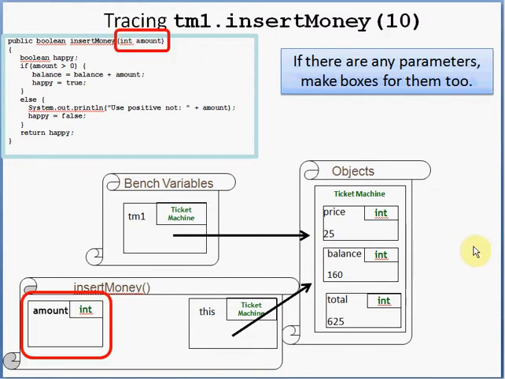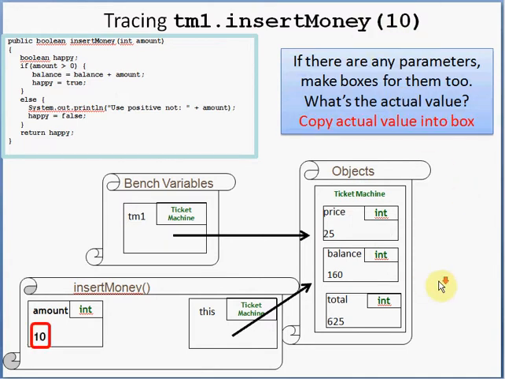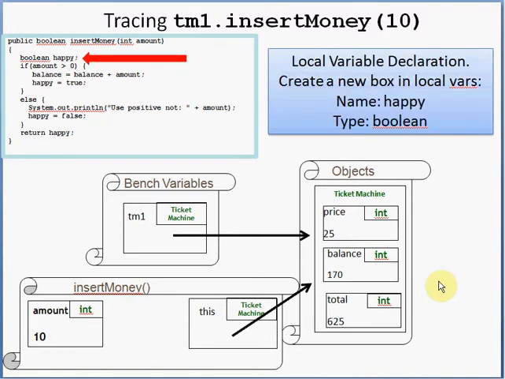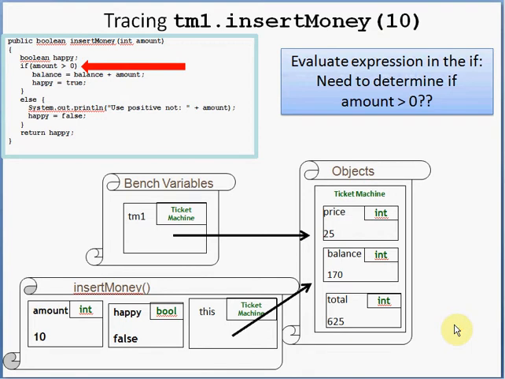So we've got a box called amount, which is of type int. And then we need to copy the actual value into that integer box. The actual value in this case was 10. So we copy that into the box, and there we go. We've got 10. So now we're finally ready to start running the method. It says Boolean happy, so we're going to make a new box of type Boolean called happy. Booleans are always initialized to false, so we'll set that to false. And we're ready to look at the if.